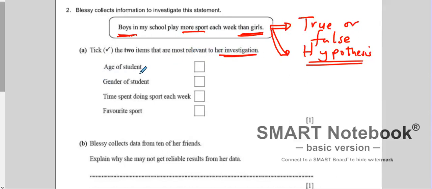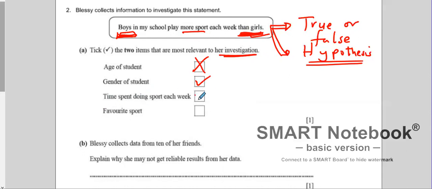Now, age of a student. You are trying to investigate if boys play more sport than girls, and then you ask age of a student. Is that question or is that item relevant? This is not relevant. Gender, yes, because you're talking about boys and girls. So you have to know the gender of the student. So this is very important.